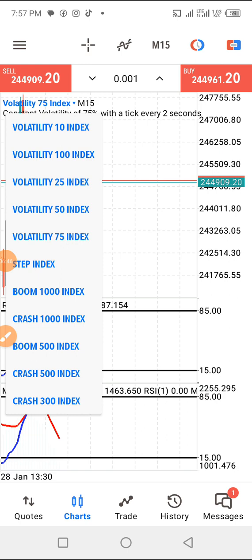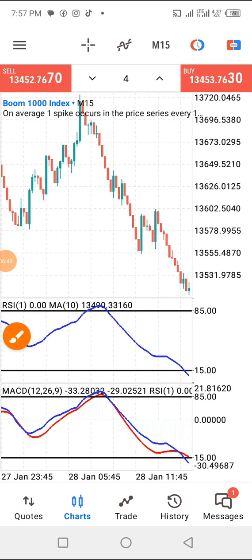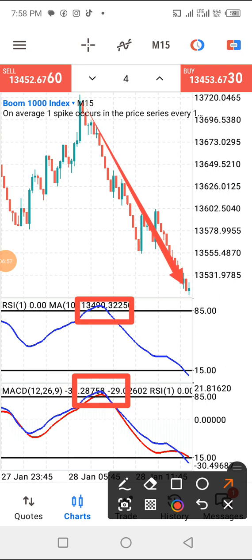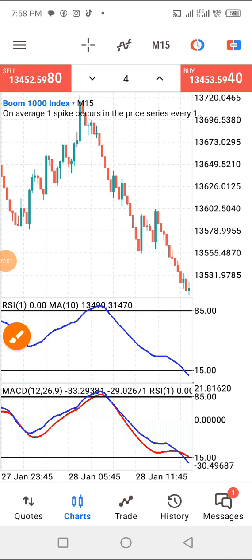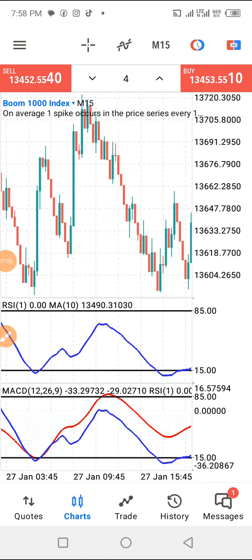Now let's check the boom indices. Boom 1000. Okay, you can see now. See how good and accurate the signal is. You can see what price did. Keeps giving us, can you see?